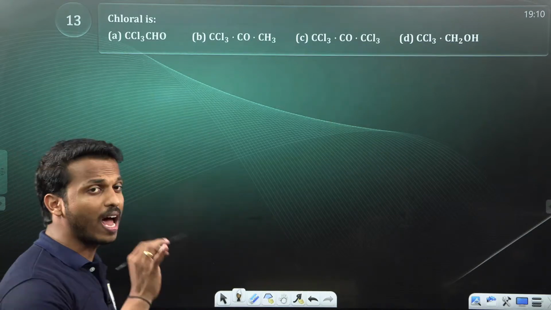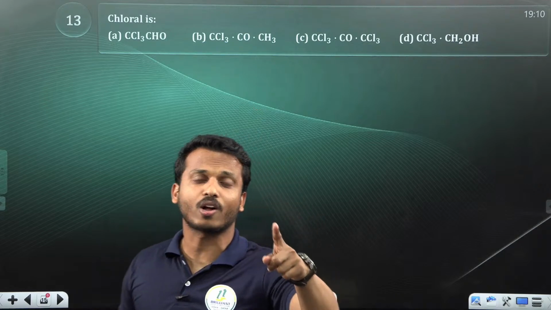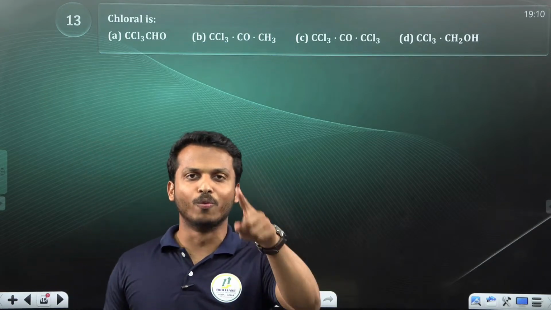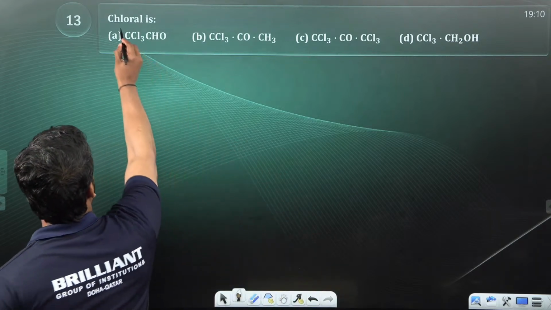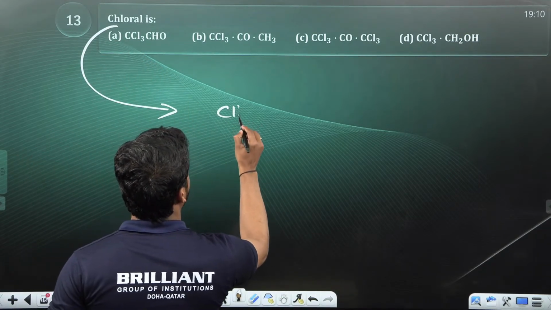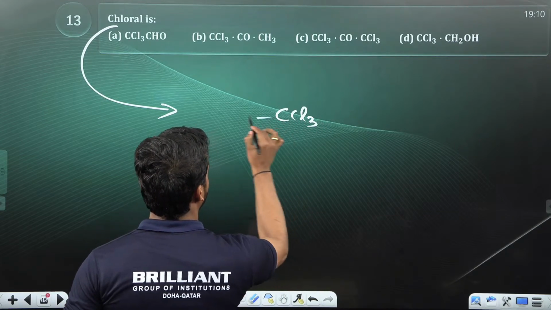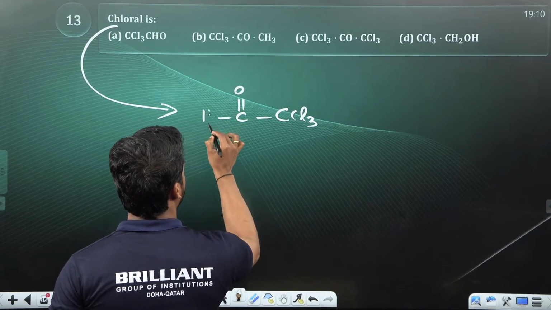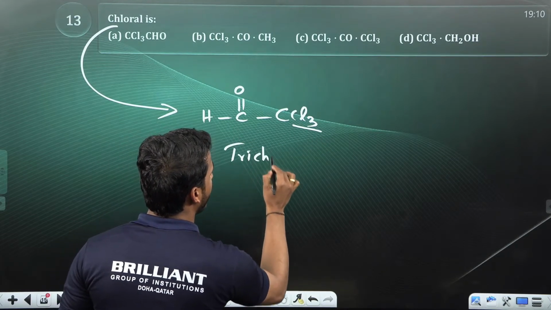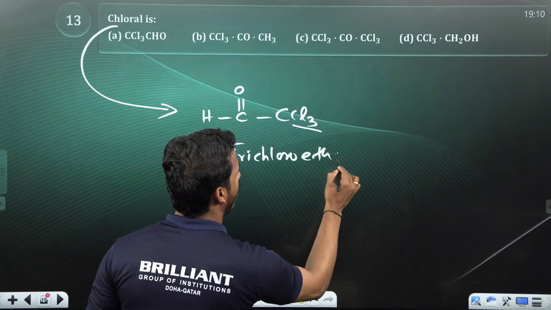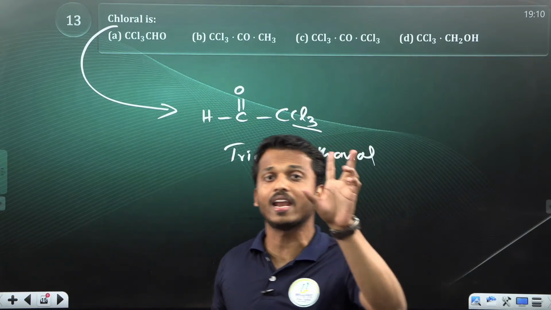Next one, chloral. We studied in the haloalkane chapter, in the last part called polyhalogen compounds, what is meant by chloral. What is the chemical formula of chloral? It has CHO, an aldehyde, and CCl3. CCl3CHO is also called trichloroethanal.